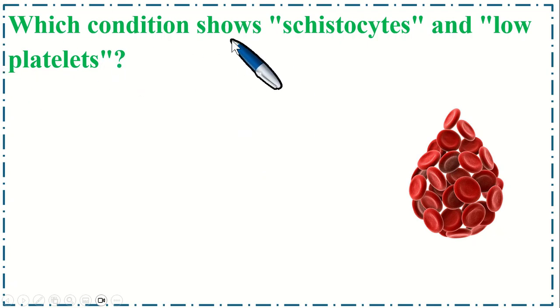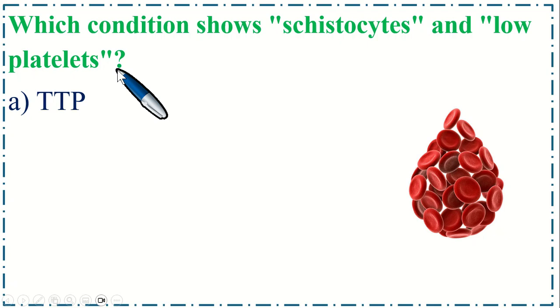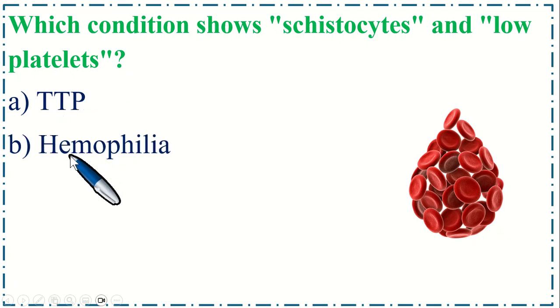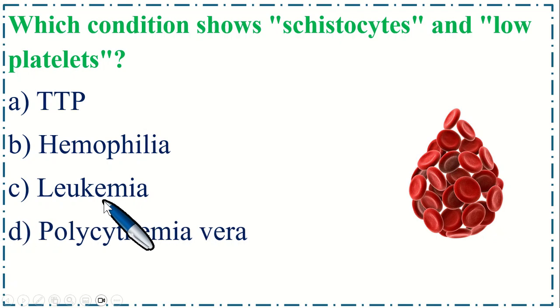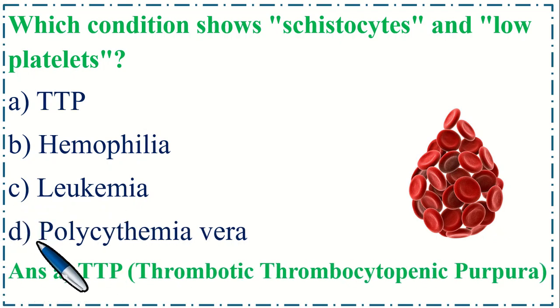Which condition shows schistocytes and low platelets? Option A, TTP. B, hemophilia. C, leukemia. And option D, polycythemia vera. So the correct option is A, TTP, thrombotic thrombocytopenic purpura.